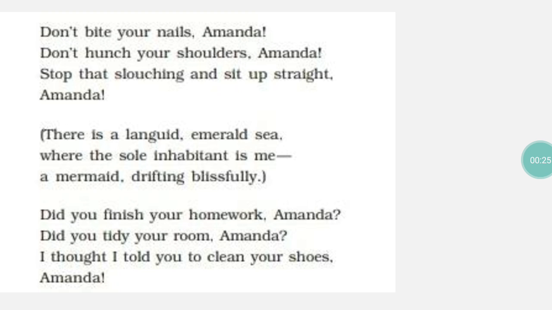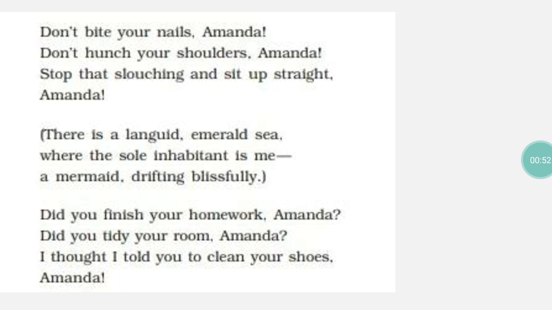Okay, children, in this poem, each of the stanzas spoken by Amanda's mother follows the same rhyme scheme, since the last word of the first, second and fourth lines are the same, that is Amanda. So just have a look at the first stanza, children. In the first stanza, 4 lines are there. First line, second line and the fourth line.